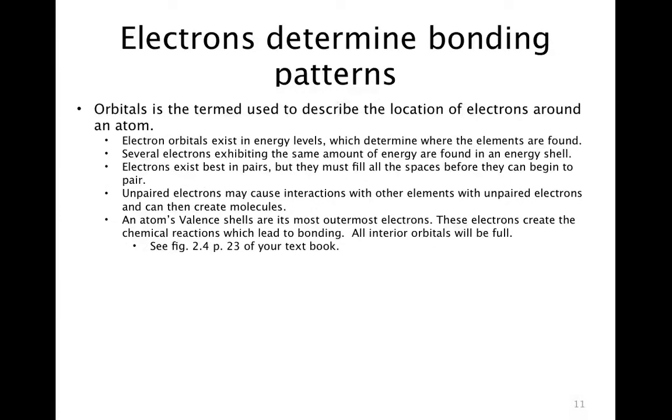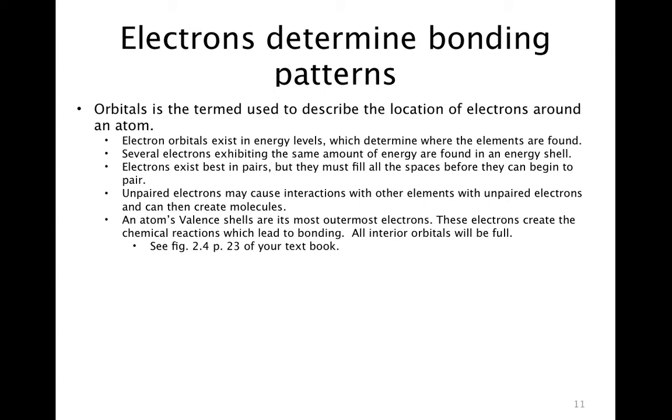So the electrons determine the bonding patterns. Electrons exhibit what we call orbitals. And electron orbitals exist in what we call energy levels, which determine where the electrons are found. Several electrons exhibiting the same amount of energy are found in an energy shell. Electrons exist best in pairs, but they must fill all the spaces of these shells first before they start pairing up.